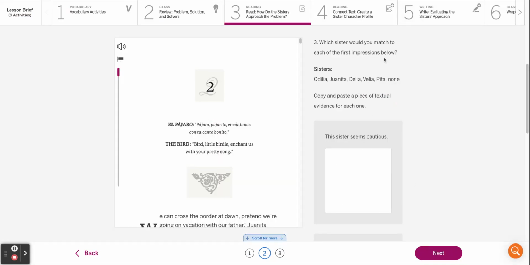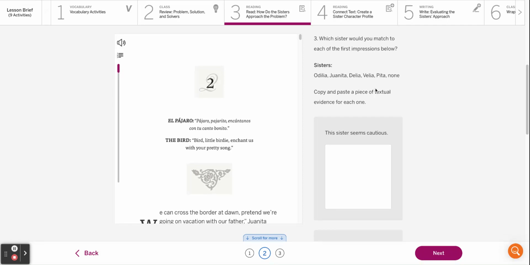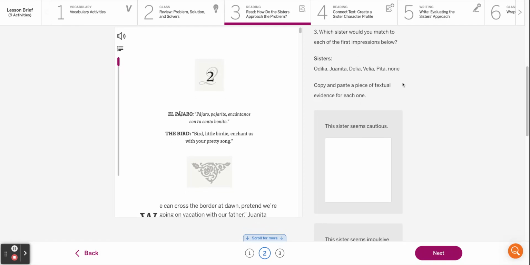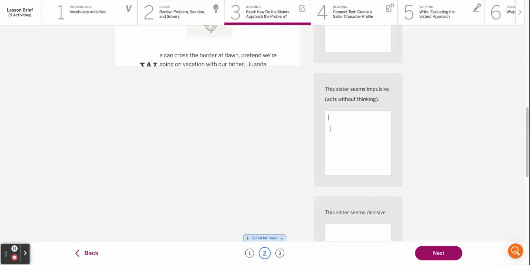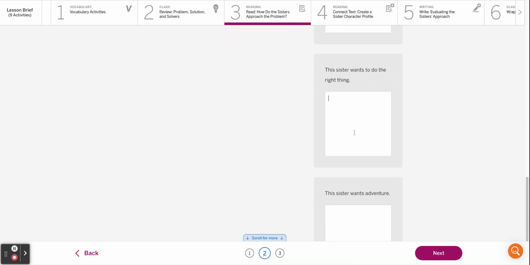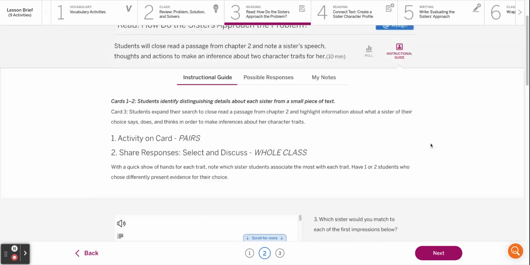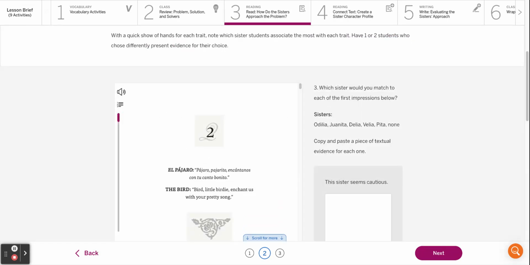Card 2. Which sister would you match with each of the first impressions? So this sister seems cautious. Which one do you think it is? Just copy and paste from there. Impulsive, decisive, adventurous, copy and paste. You should have evidence from the text that's guiding your thinking. So if I ask you about this, you should be able to point to FAST for one of these characters in the text and say, this sister seems cautious because she did this or she said this.